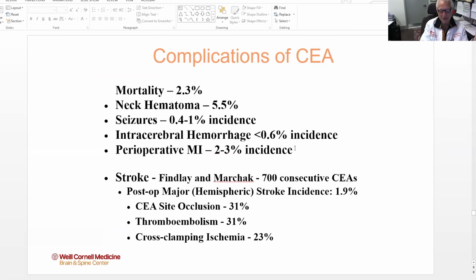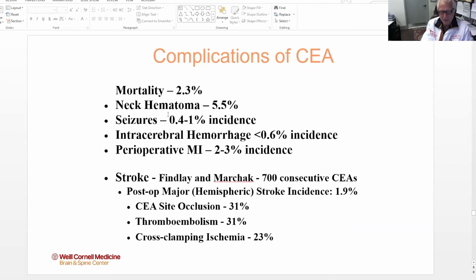If you look at the national statistics on mortality, this is where the neurologists get all excited. They say the mortality is 2.3%, and I don't dispute this. I just think that I've not had a mortality. Have I had a neck hematoma? Sure. I've not had a seizure.